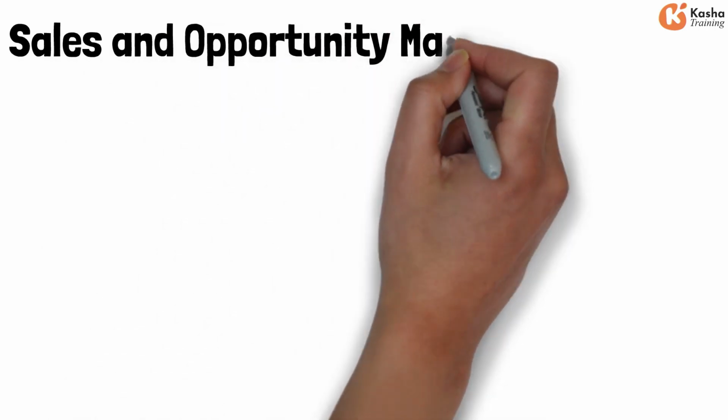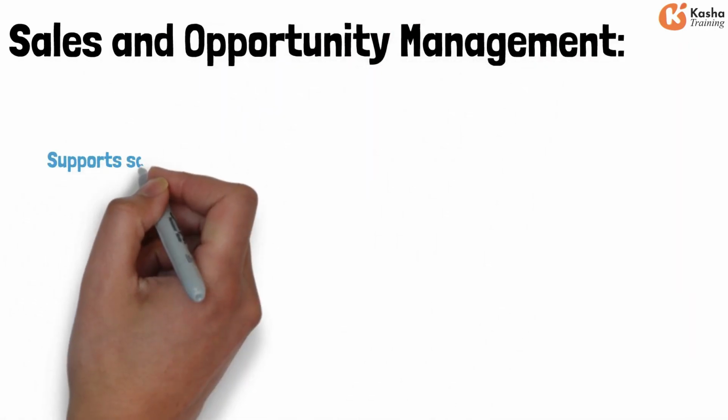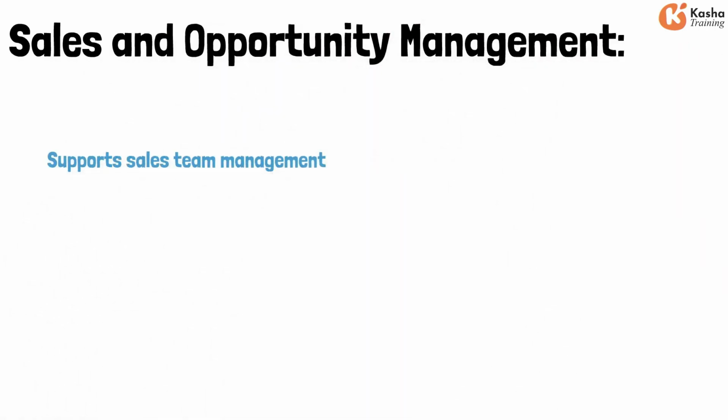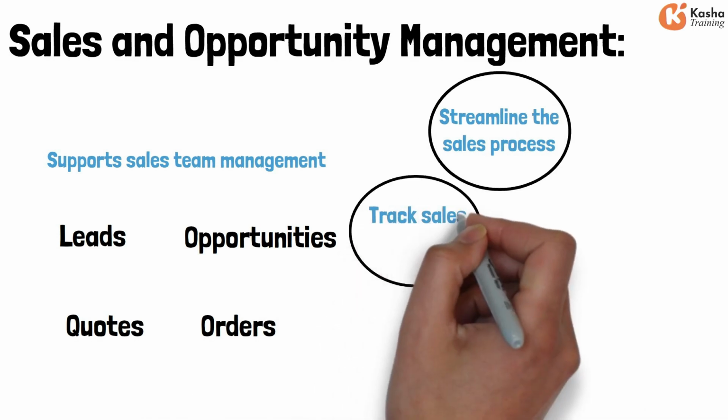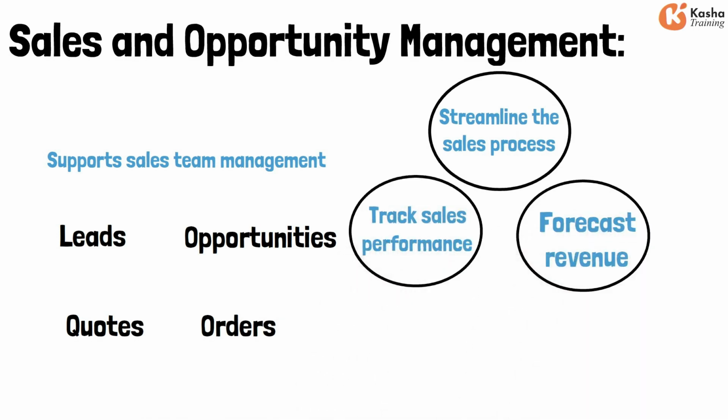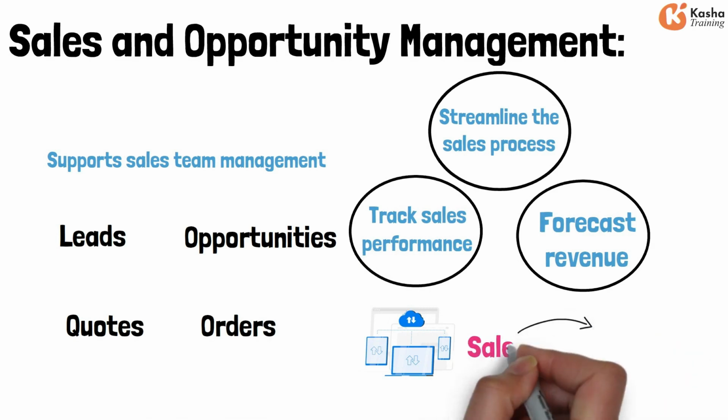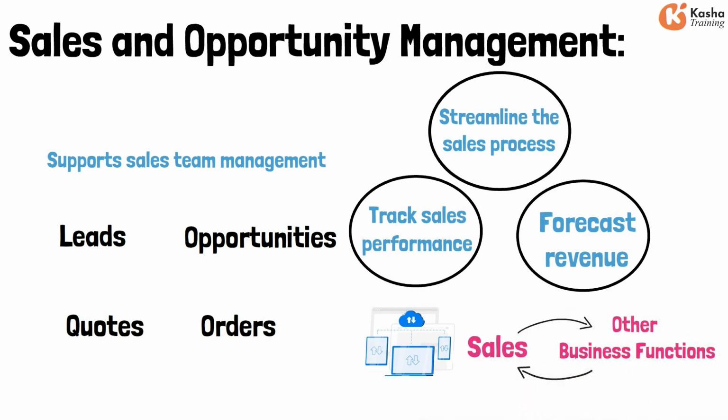Sales and opportunity management. SAP C4C supports sales team management by providing tools for managing leads, opportunities, quotes, and orders. It helps streamline the sales process, track sales performance, and forecast revenue. Integration with back-end systems allows seamless data flow between sales and other business functions.